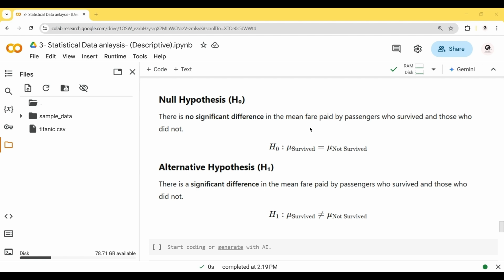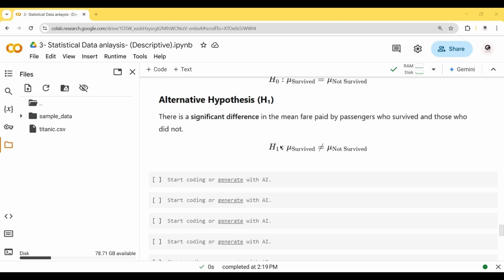Now, in order to implement the t-test, first of all you have to import one library, which is the stats library. So from SciPy, import the stats module.